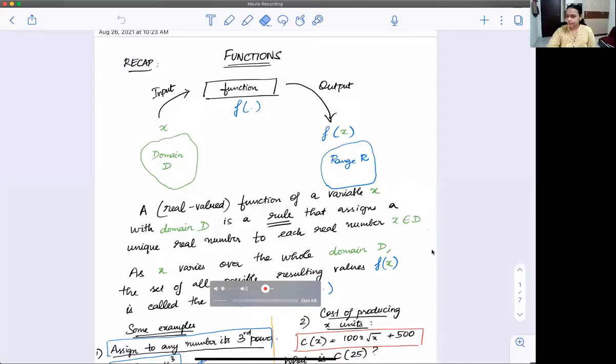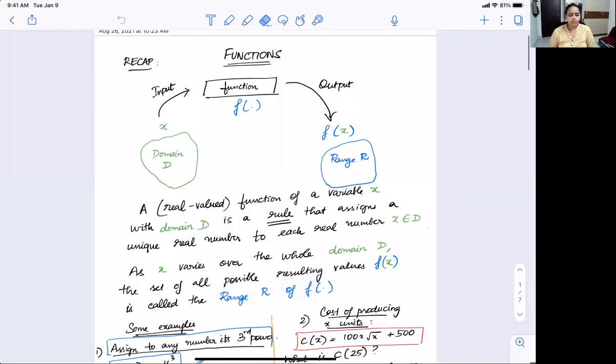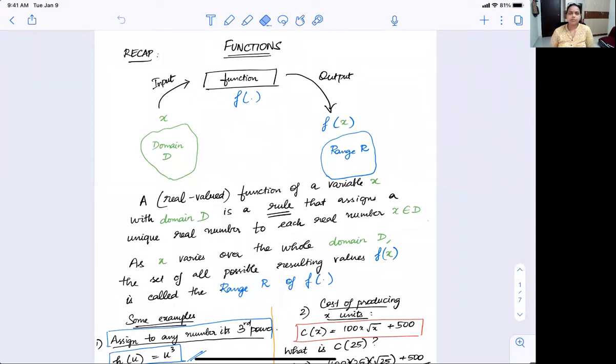So let's get started. I'm going to share my screen. Okay, right. So very quickly, a recap of what functions are. A function is a rule which transforms an input into an output. So if x is the input and f is the function, then f of x, or the value of the function f evaluated at x, is the output.